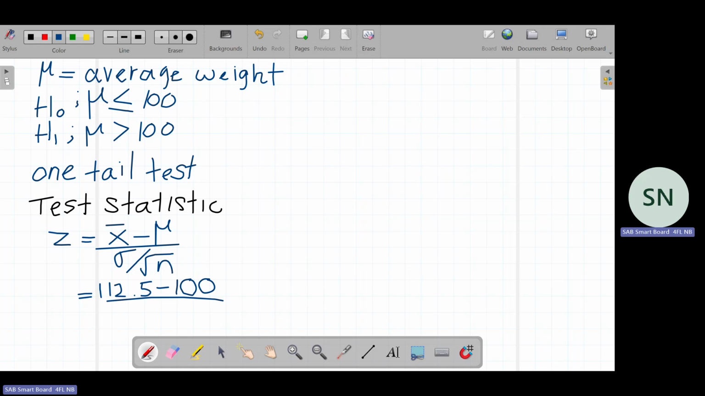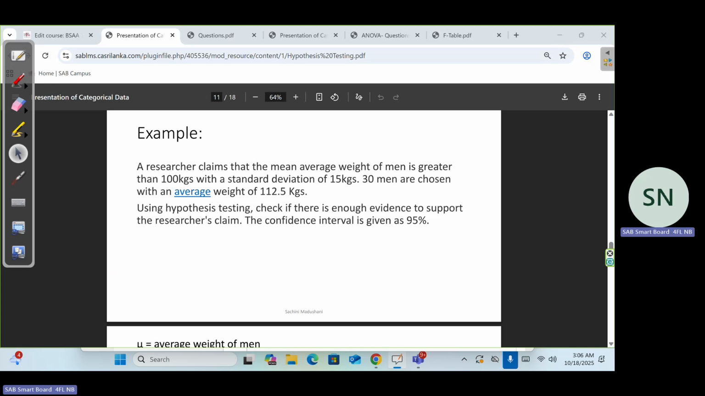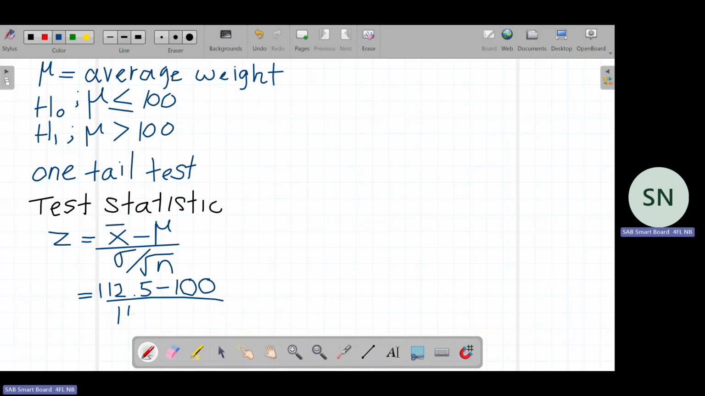Then here you need to write down the population standard deviation. What is the population standard deviation in here? The question says 50. Then 50 divided by the square root of n. n means the size of the sample. According to this scenario, how many men are chosen? 30. Understood? Then you can calculate the test statistic value.